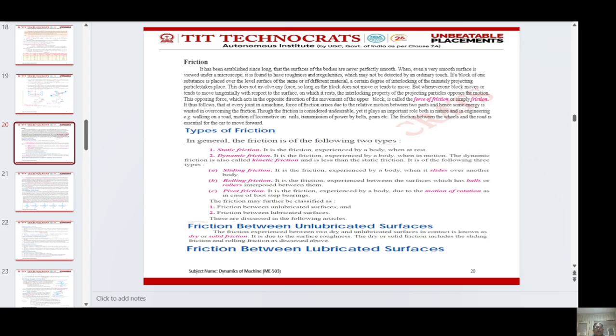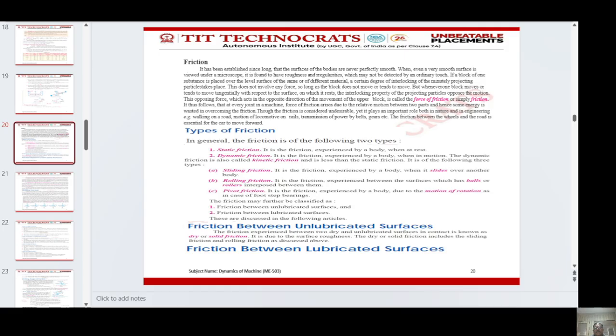Types of friction. In general, friction is of the following two types: static friction and dynamic friction. Static friction is the friction experienced by a body when at rest. Dynamic friction is the friction experienced by a body when in motion. Dynamic friction is also called kinetic friction and is less than the static friction. It is of the following three types: sliding friction, rolling friction, pivoted friction.